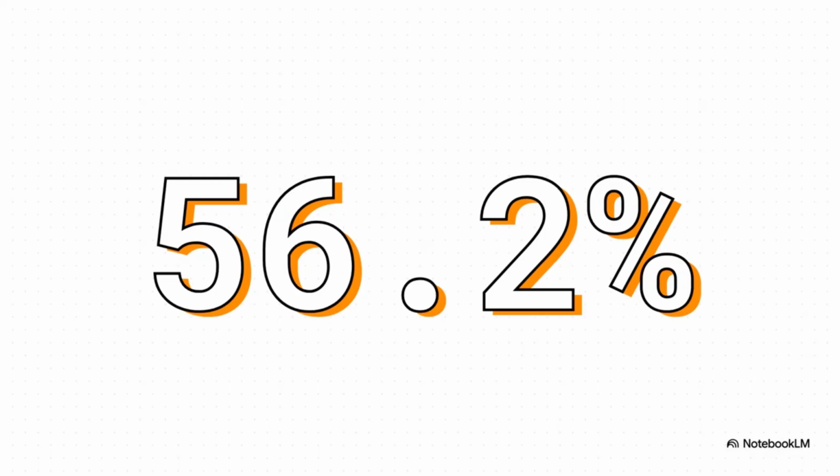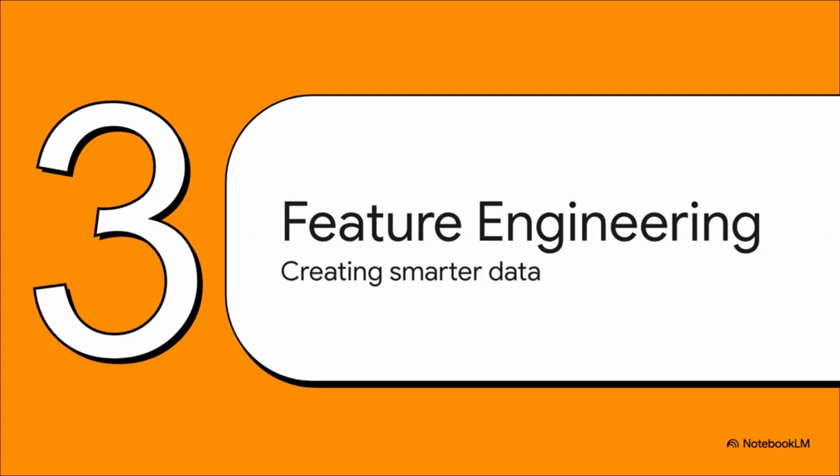And for our wine challenge, our simple little baseline model gets it right about 56.2% of the time. Now, is that good? Well, it's better than just flipping a coin, but honestly, we can do way better. This is our starting line. Remember that number, 56.2%. So how do we beat that score? Where do we go from here?